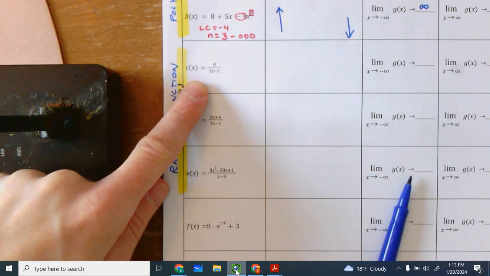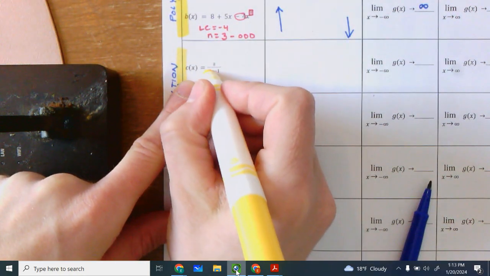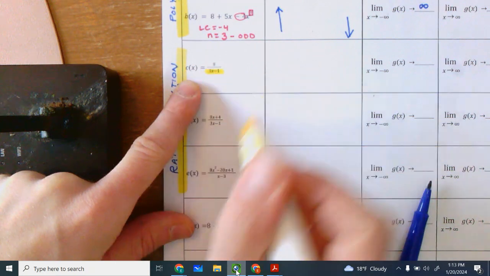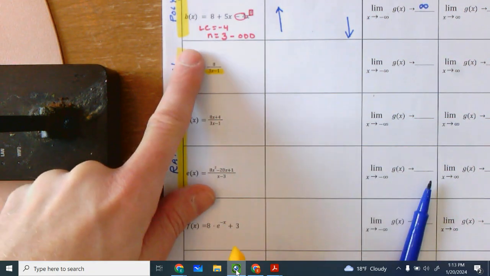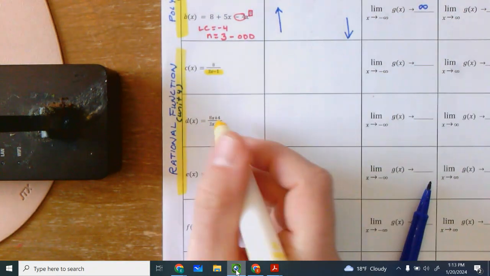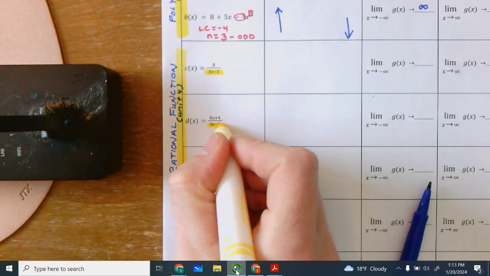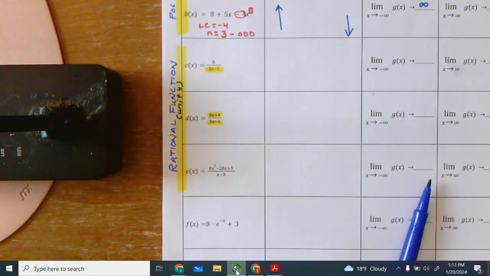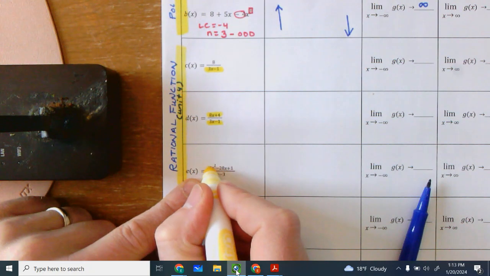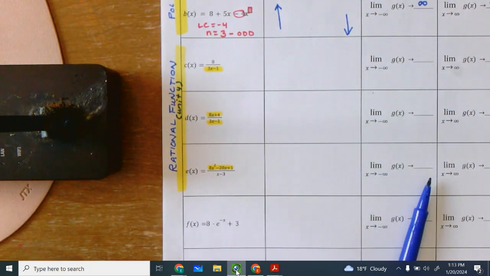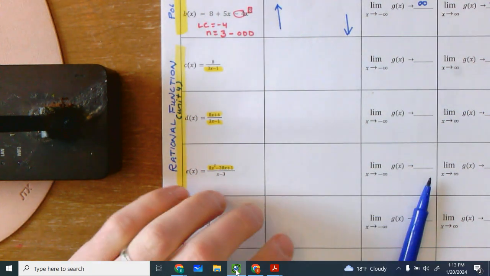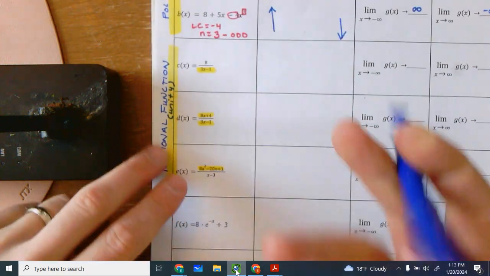So C of x, we can see this one is bigger on the bottom, right? We have a degree of 1 there versus a degree of 0 on top. D of x has the same degree in the numerator and the denominator. And then E of x has a bigger degree in the numerator. Okay, so what does that tell us?